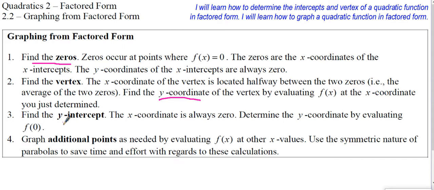And then we have to find the y-intercept. I think this is the easiest one out of all of these, because all you have to do is plug in 0 to the given function. You plug in x equals 0. And then graph additional points as needed. If you need to see how the graph looks, you could add additional points by picking x values around your x-intercepts, and then use that to plug in more numbers.